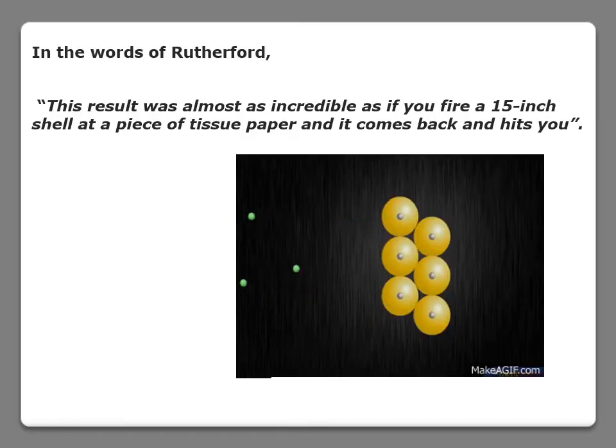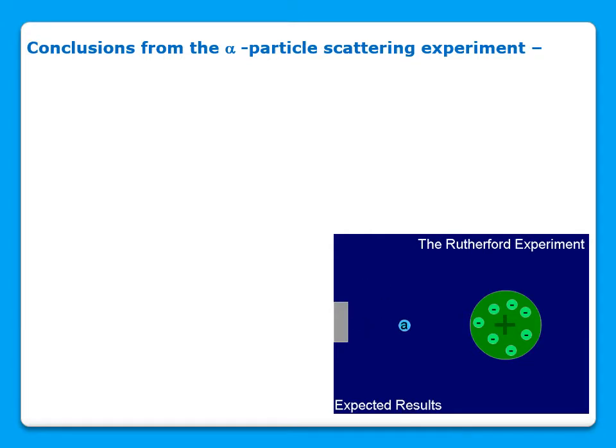So now, in the words of Rutherford, he said, the result was almost as incredible as if you fire a 15-inch shell at a piece of tissue paper and it comes back and hits you. What he means to say is, Rutherford was very surprised by the result he achieved after this experiment. Okay, so from his observations, he concluded some points. Let me tell you the conclusions from the alpha particle scattering experiment.